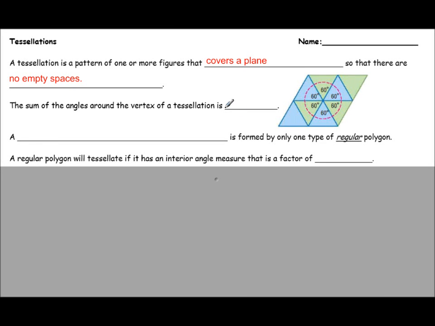A tessellation is a pattern of one or more figures that covers a plane so that there are no empty spaces. So right here we see all these triangles coming together at a point, and there are no empty spaces around that point. The sum of the angles around that point, or the vertex of a tessellation, so here's the vertex of the tessellation, and here's all of the points that come together, and they're going to have a sum of 360 degrees.